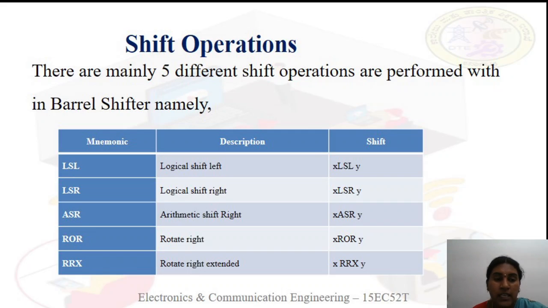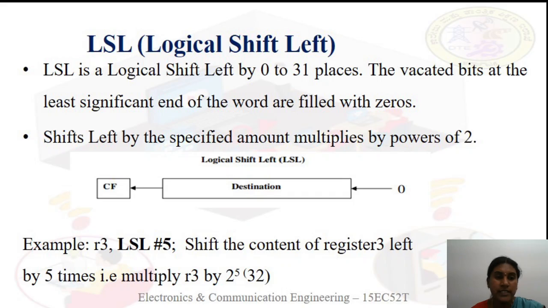Now we will see each one separately with a neat example. First, what do we mean by LSL? LSL is nothing but a logical shift left. It is used to shift the content logically left 0 to 31 places. See here, in this destination you will have a data. The data will be shifted left like this. It means bit 0 will be vacated and bit 31 will be moved to the carry flag. In logical operations, the vacated places are all filled with 0.